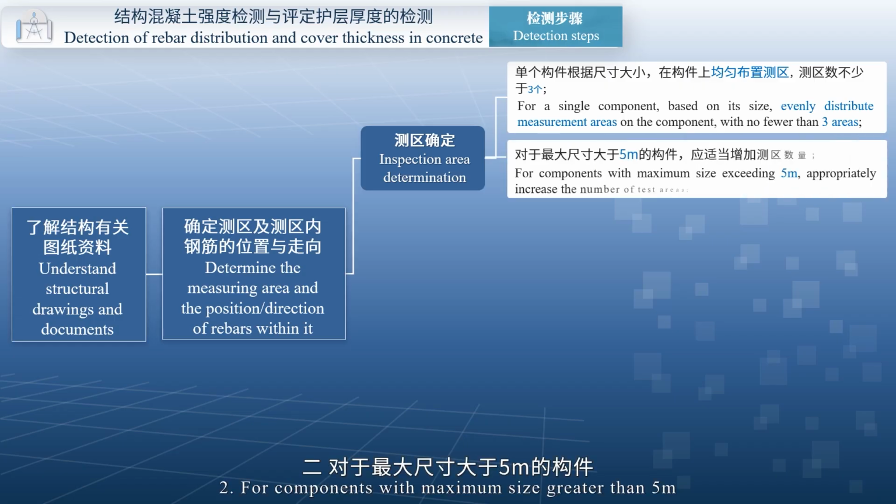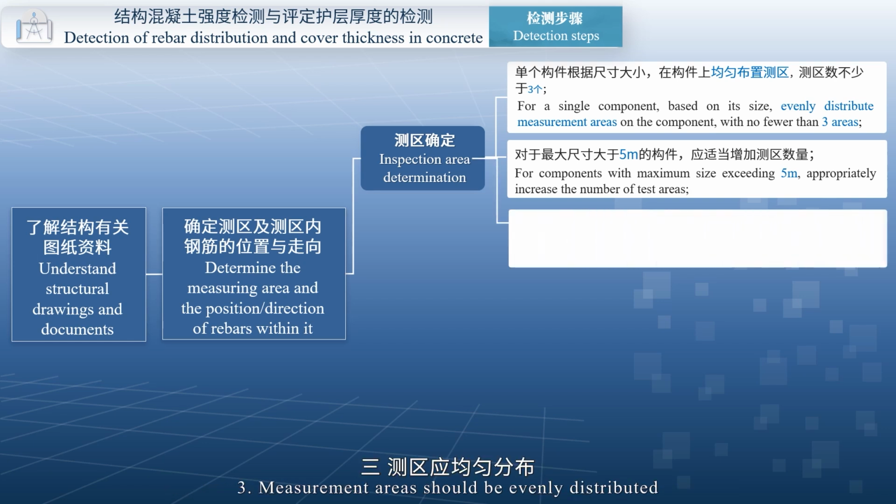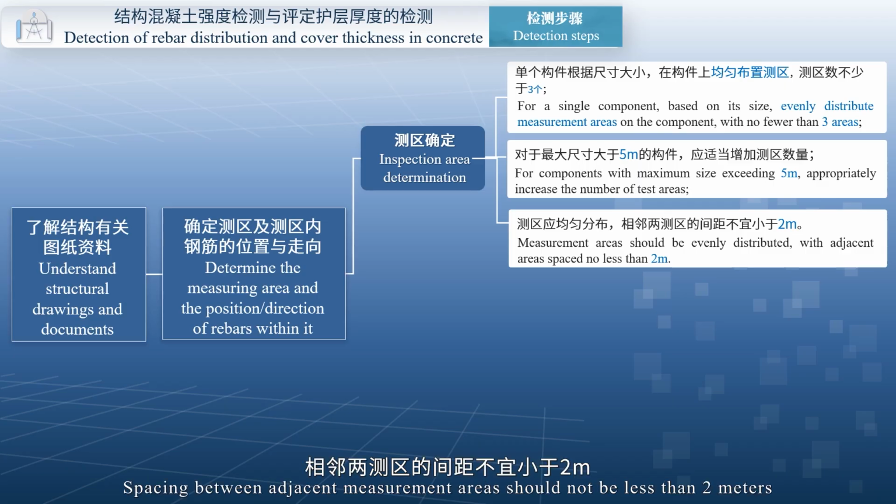Second, for components with a maximum size greater than 5 meters, the number of measurement areas should be appropriately increased. Third, measurement areas should be evenly distributed. The spacing between adjacent measurement areas should not be less than 2 meters.